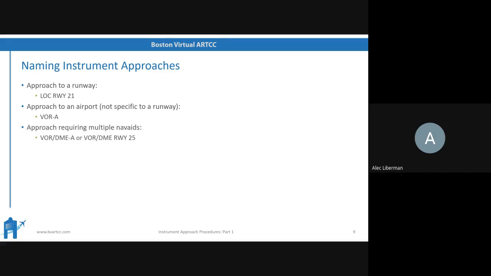You could have an approach requiring multiple nav aids, such as the VOR DME alpha or the VOR DME runway 25 approach. So here you would need both a VOR and a DME to fly the approach into the airport or to the runway, respectively.